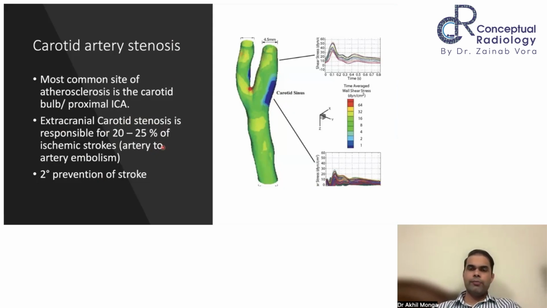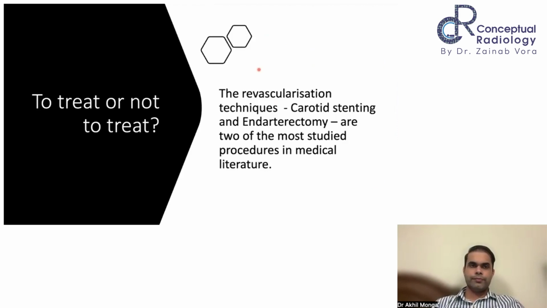So artery to artery embolism is, say, a plaque can form in the intracranial circulation, it can form in the heart and come from there, that is cardioembolic, and it can form in one of the neck vessels, and from there some part can break and go off, that is known as artery to artery embolism. And treating this stenosis would be a part of secondary prevention of stroke.